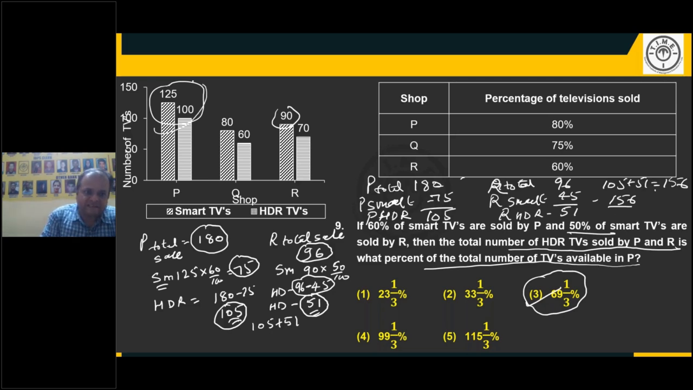Available in P is this. See, this 225. So 156 upon 225 into 100. And when we solve this, we get 69 1/3%. All right. So we have to find the percentage out of what? Out of total available in P. Available in P is 225, and HDR of R and P together amounts to 156. So 156 upon 225 into 100.